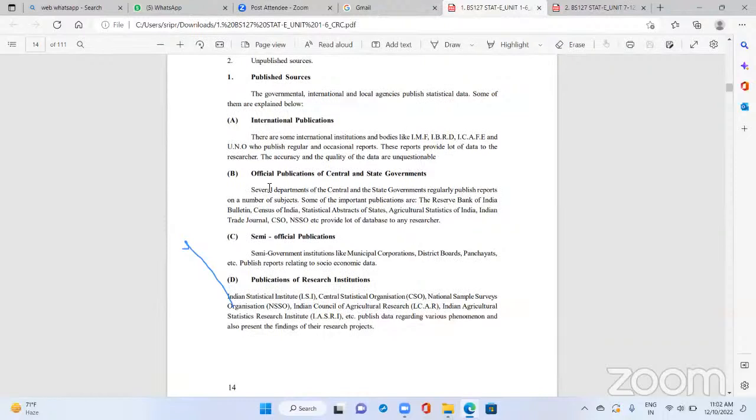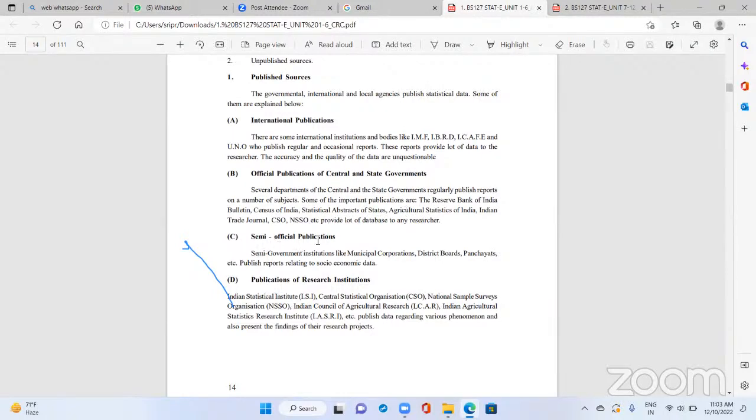Number two, official publications of central and state governments. Several departments of the central and state governments regularly publish reports on a number of subjects. Some of the important publications are the Reserve Bank of India Bulletin, Census of India, Statistical Abstracts of States, Agriculture Statistics of India, Indian Trade Journal, CSO, NSSO, Central Statistical Organization, National Sample Survey Organization, which provides a lot of database to any researcher.